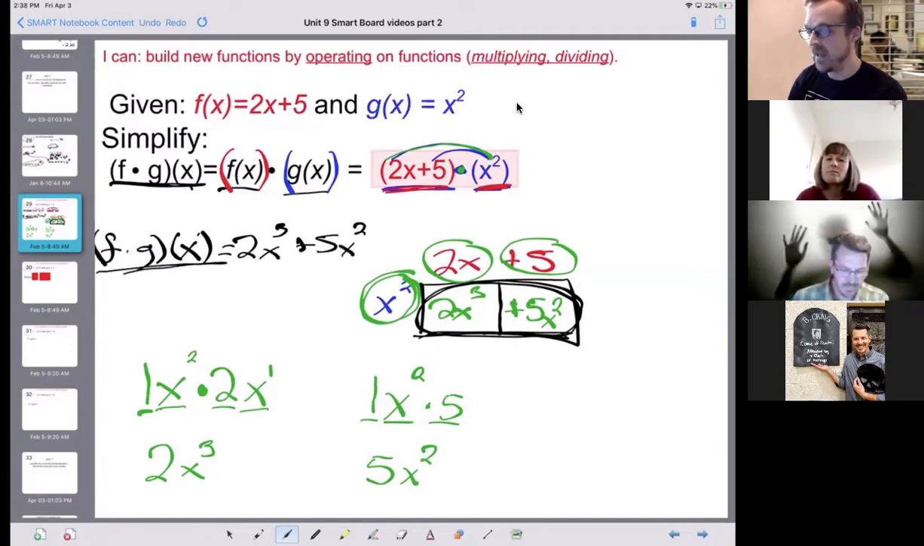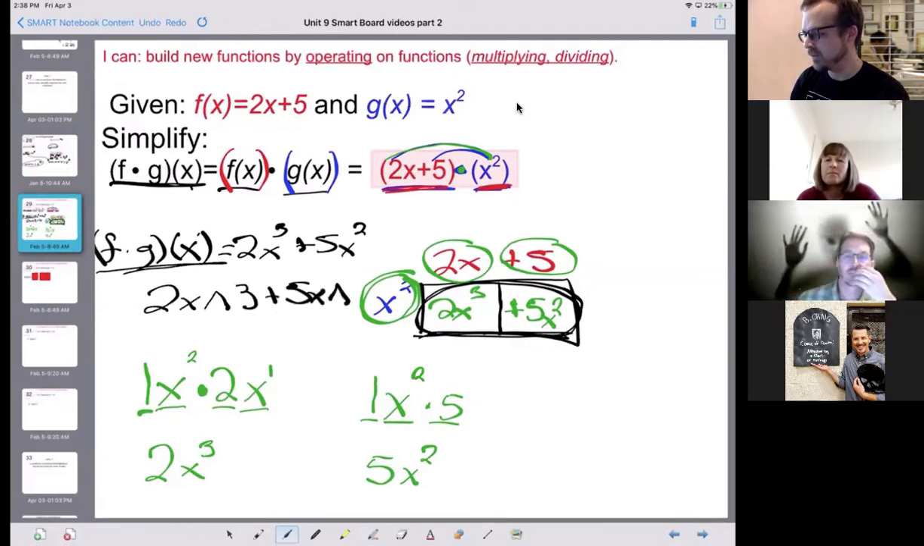The way you'd write this in Canvas would be 2x to the power of, you're going to do the caret 3 plus 5x and then the caret 2. And that'd be how you take care of that in Canvas. Any questions or anything you'd like to add?